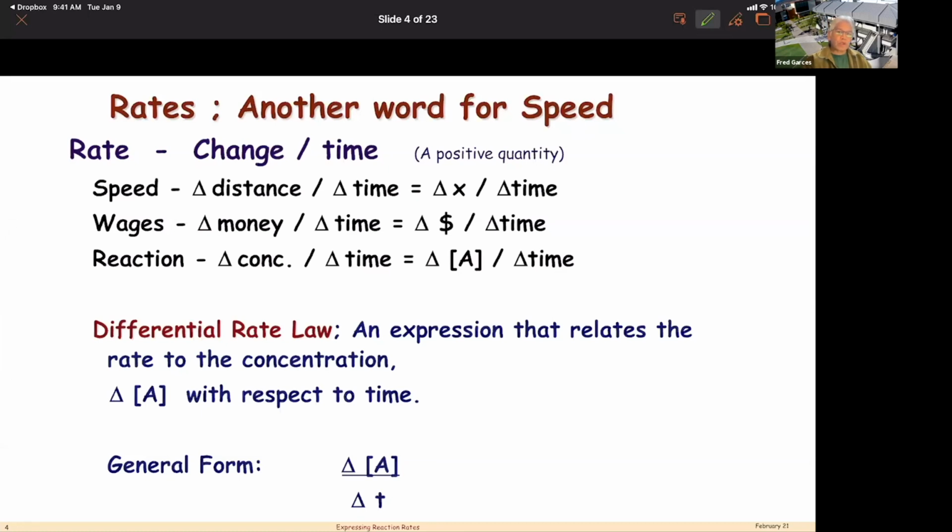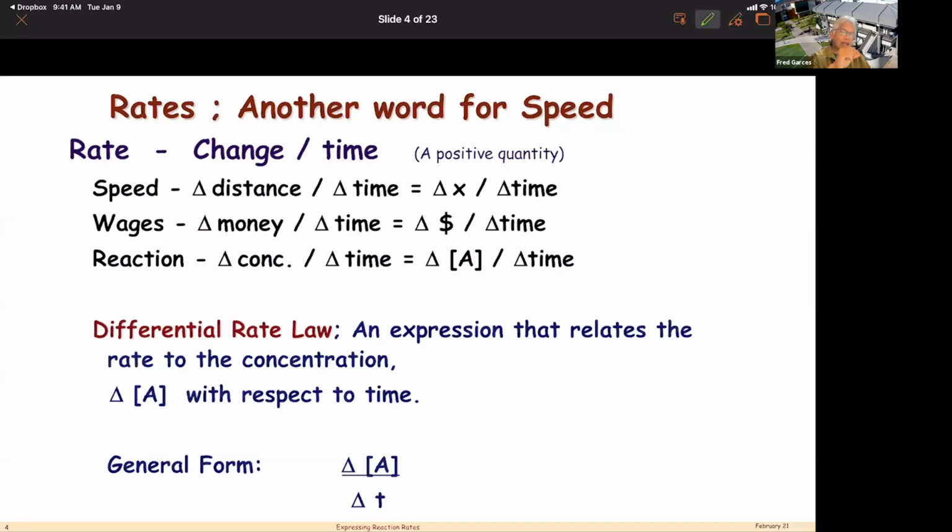It's really no different than rates that you are already exposed to. Rates that you have been exposed to is like the speed at which your car is running. If you are going down the freeway and you're abiding by the speed limit, you might be going 65 miles per hour.